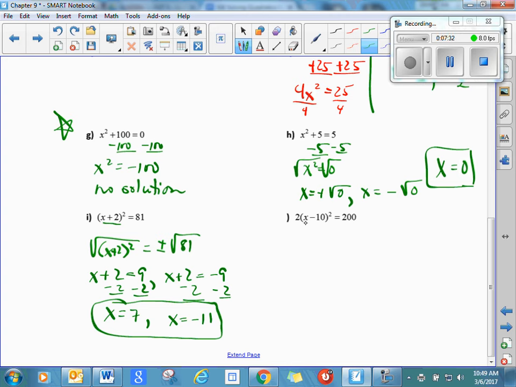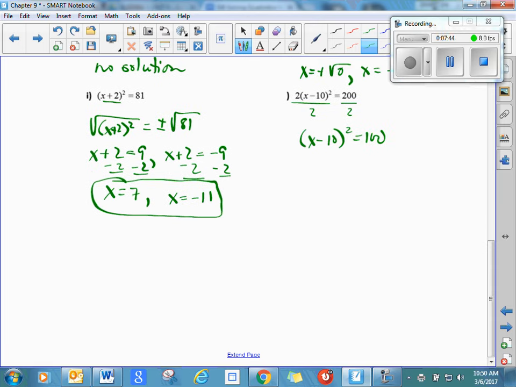One more on this page. We need to get the squared term alone, which means we need to divide both sides by 2. We get (x minus 10) squared is equal to 100. Take the square root of both sides, and we get x minus 10 equals positive 10, and x minus 10 equals negative 10, plus and minus the square root of 100, which is positive 10 and negative 10. Solve for x, and we get x is equal to 20.